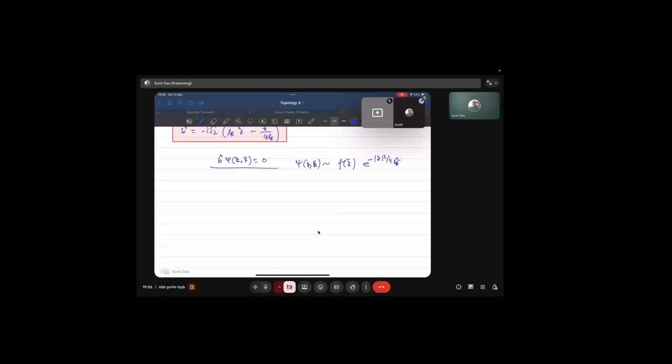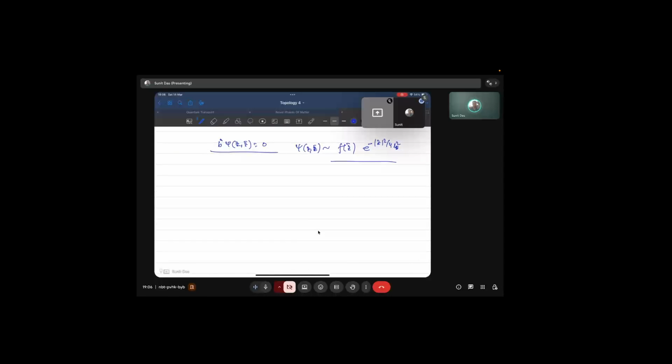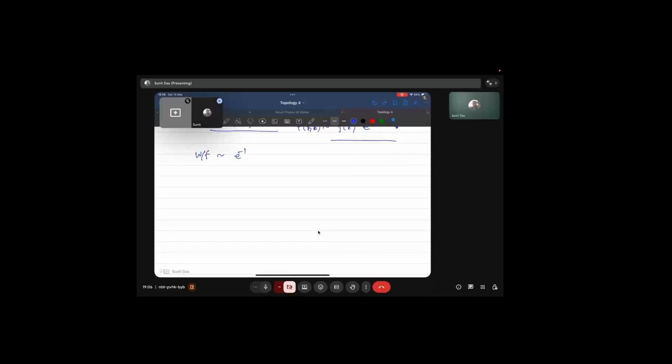Okay. So we got a wave function. So these are the valid wave functions. So we got wave functions of the form e to the power minus mod z square by 4 lb square, right? So these are Gaussian wave functions.